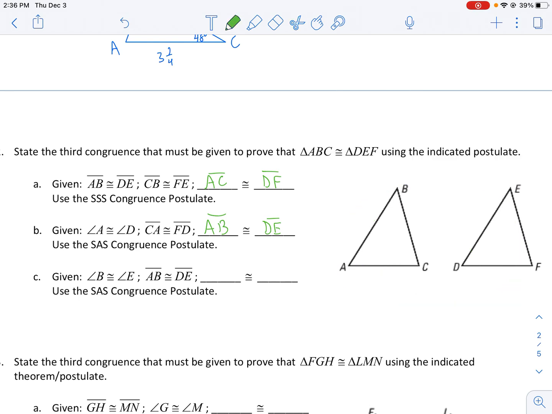All right, and then on C, we want side, angle, side, and we're given angle B congruent to angle E. AB congruent to DE, so if we want side, angle, then we need this side over here. So those two would need to be congruent, which is BC congruent to EF.